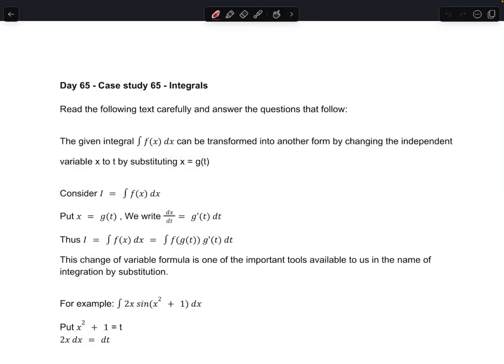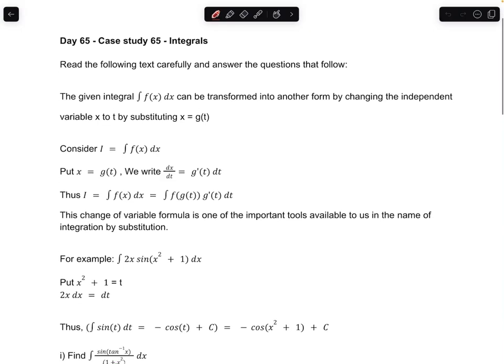The question goes like this. Read the following text carefully and answer the questions that follow. The given integral of f of x dx can be transformed into another form by changing the independent variable x to t by substituting x equal to g of t. Consider I equal to integral f of x dx.